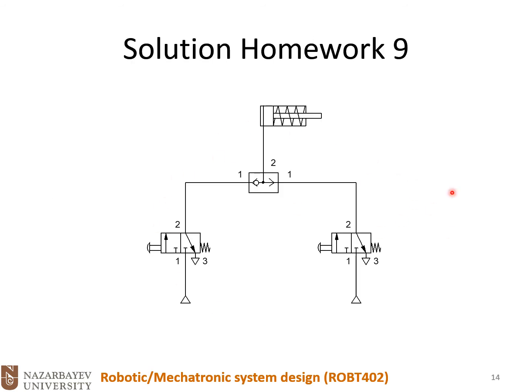Okay, so this is the solution in FluidSIM, and you see that now we could control this single acting cylinder from 2 valves. Both of them are main valves. None of them are secondary or control valves. However, we have this OR valve here, so either this one or this one could activate the cylinder.